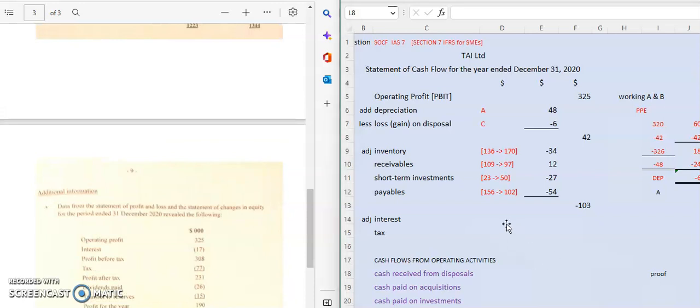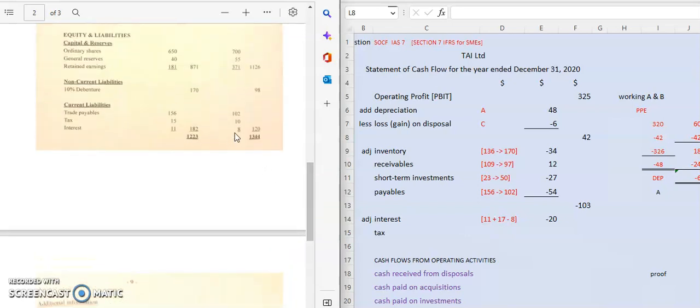So let's do the interest. All right, so for my interest, I started at 11. Then the tax for that year was 17. So 11 and 17 is 28. But at the end of the year, my balance was 8. So that means that I paid $20,000 in interest.